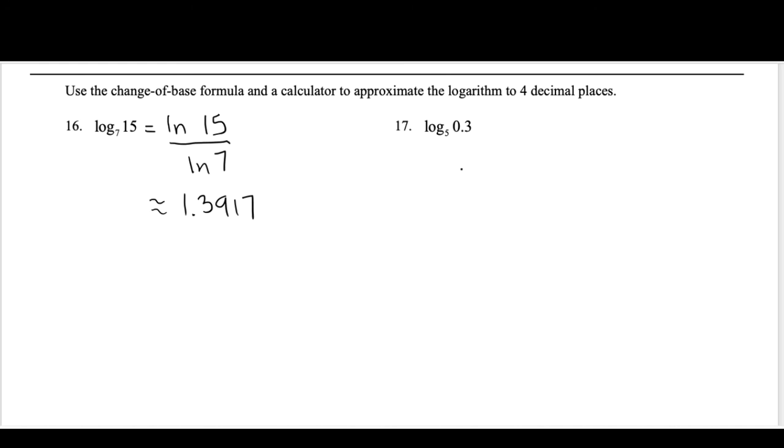Okay? Or similarly, log base 5 of 0.3. Using the base change formula, this could be written as, say, ln of 0.3 divided by ln 5. And evaluating that on your calculator, you get about negative 0.7481.